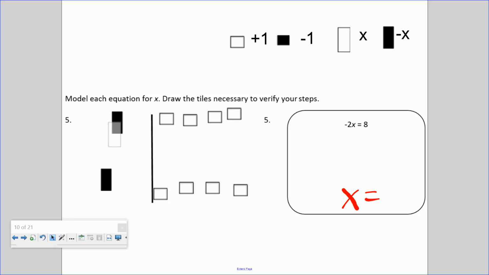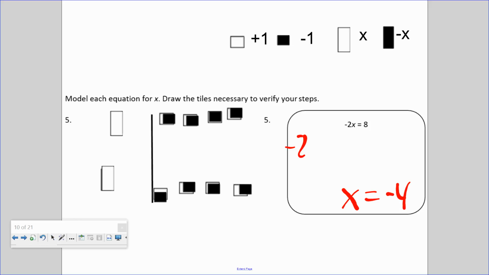Again, you can't see it with these, but if you had algebra tiles, it would make more sense. If you flip them over by doing the opposite of, because negative x means the opposite of x, each x will equal negative 4. Let's check our work. Negative 2, replace the x with negative 4. 2 times 4 is 8. Opposite of negative is positive 8. Check mark.